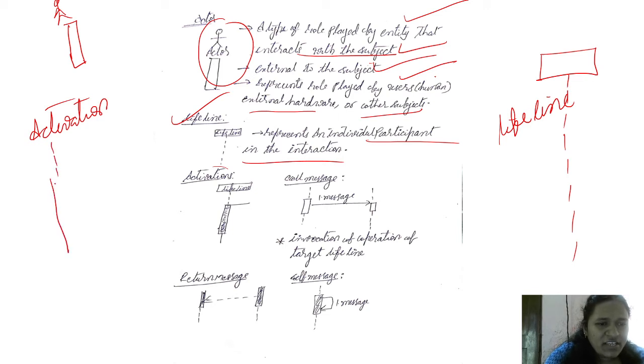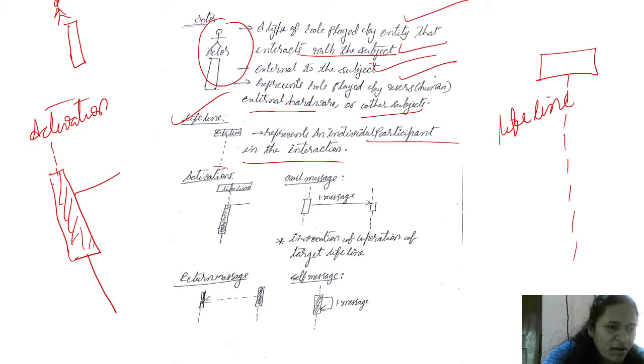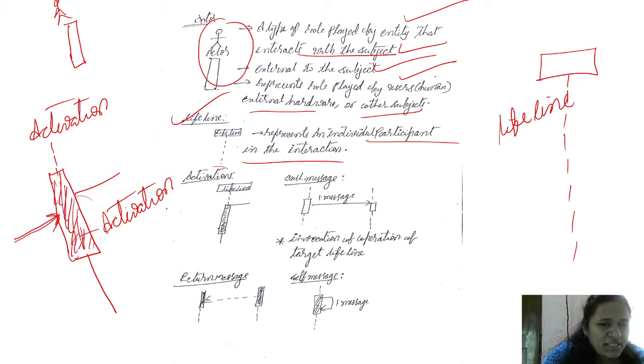Activation. See, I will show the diagram. Whenever the object is active, right? Whenever another object wants to communicate with this object, then only it is active. This is called activation. Whenever another object or actor wants to communicate with this object, at that time it is active. This is the representation of lifeline and activation.